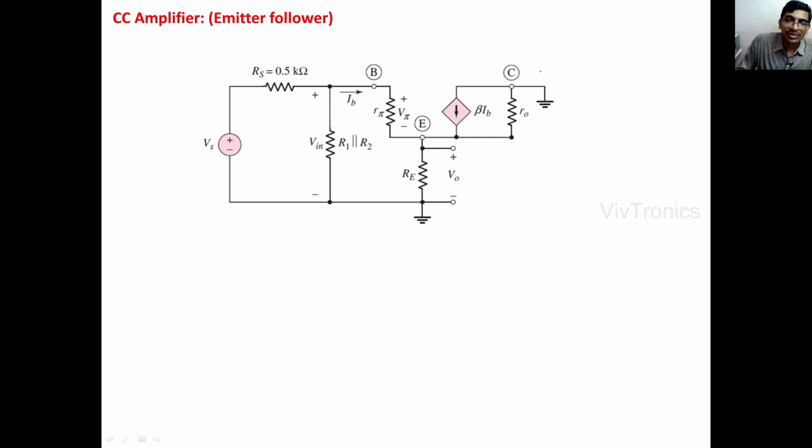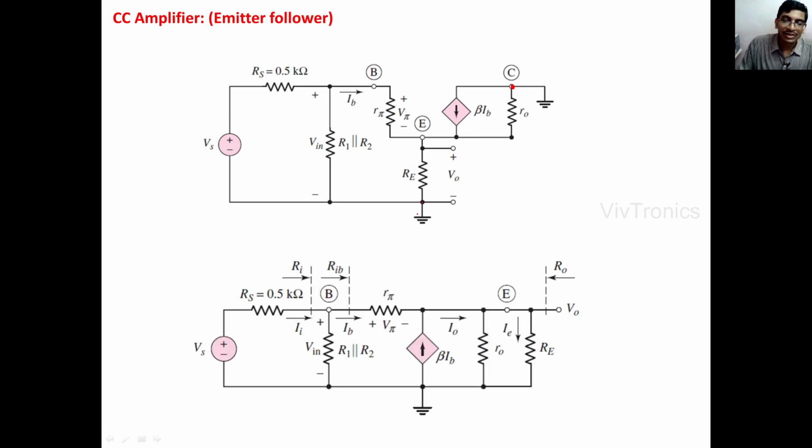In this equivalent circuit, the collector terminal has been grounded, and in the same equivalent circuit we have one more ground. We can combine these two grounds and then rearrange the equivalent circuit like this. When we rearrange this equivalent circuit, we can mark the input as base, the output as emitter, and the common terminal is the collector terminal, which was grounded.